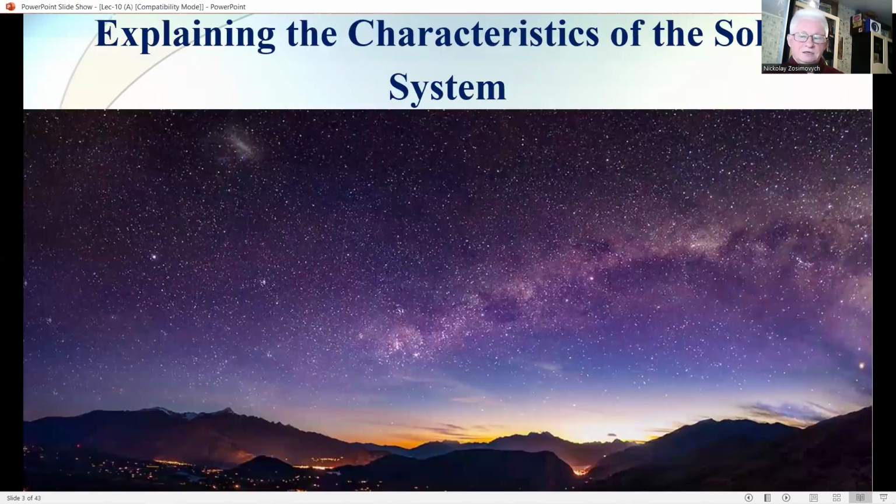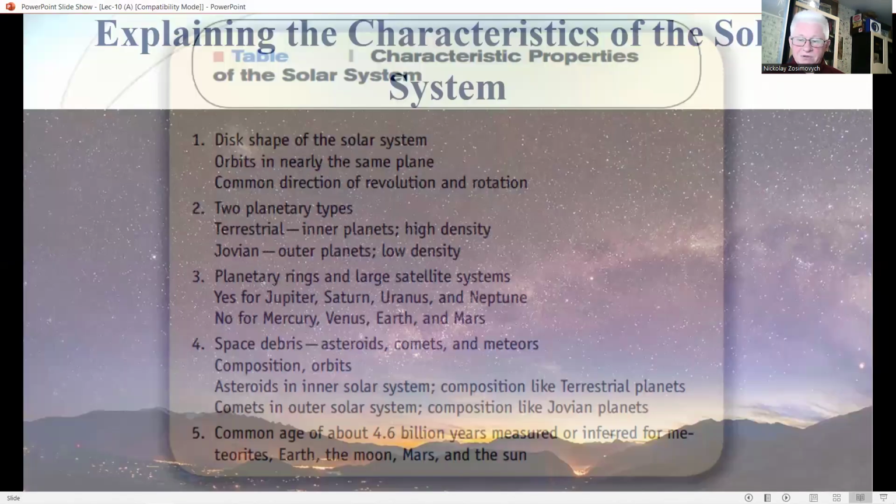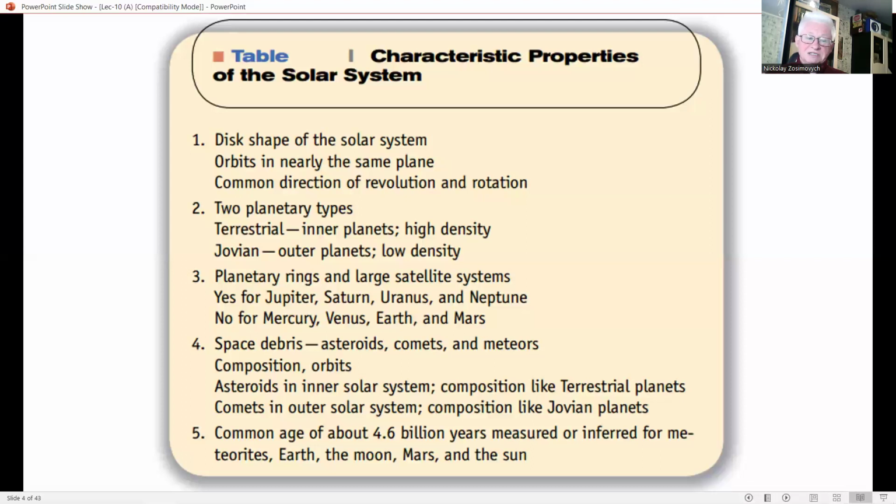Now you have learned enough to put all the pieces of the puzzle together and explain the distinguished characteristics of the solar system in the next table. The disk shape of the solar system is inherited from the motion of the material in the solar nebula.